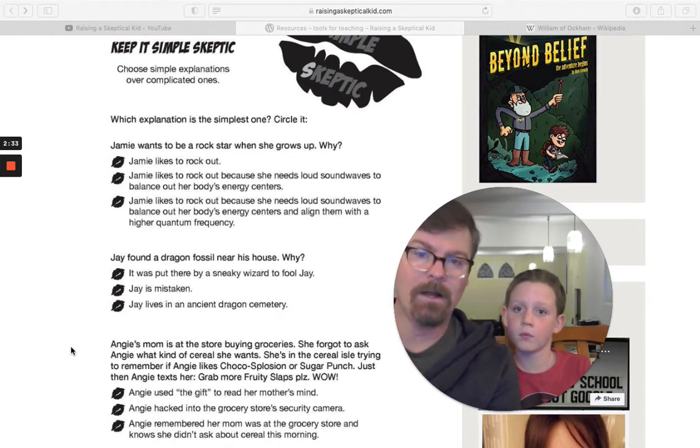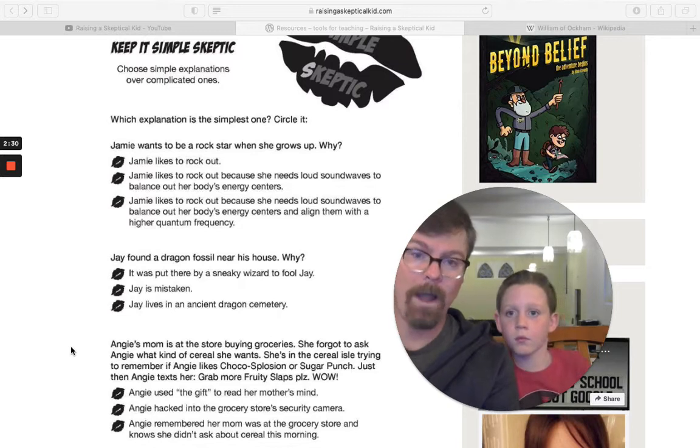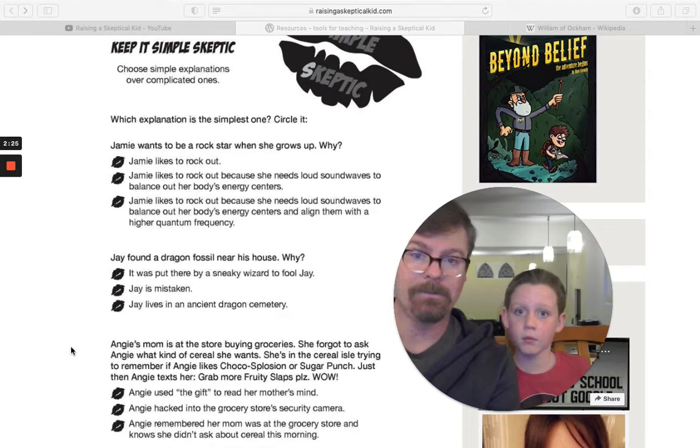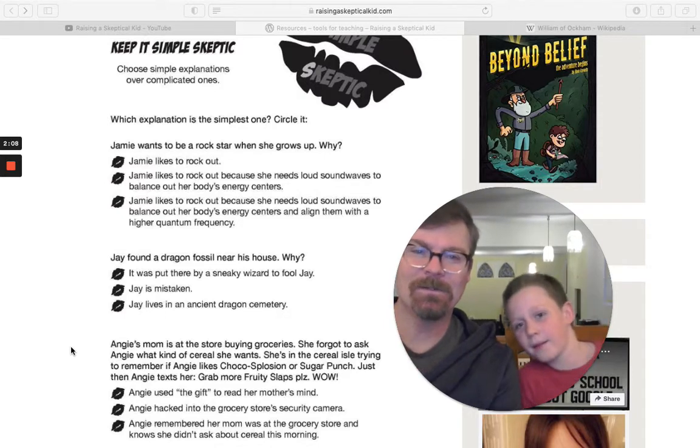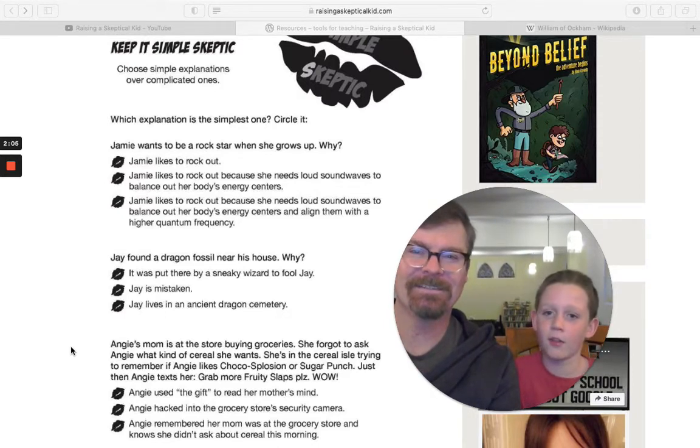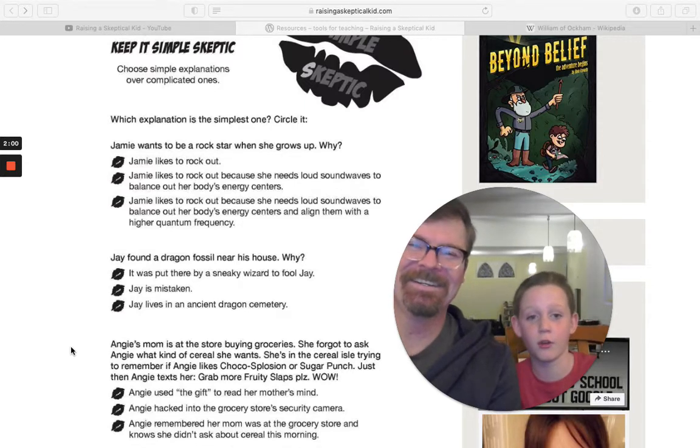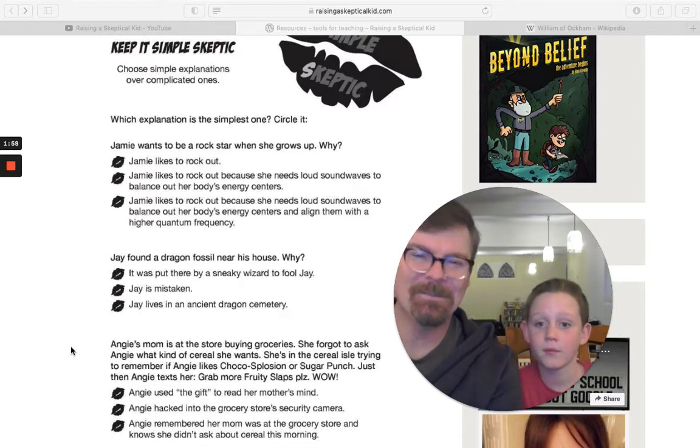Jamie wants to be a rock star when she grows up. Why? Jamie likes to rock out. Jamie likes to rock out because she needs loud sound waves to balance out her body's energy centers and align them with a higher quantum frequency. So using the KISS rule, which one of those would you choose? Because the last two, my tongue got tied, I would choose the first one. First one's definitely the simplest, right?